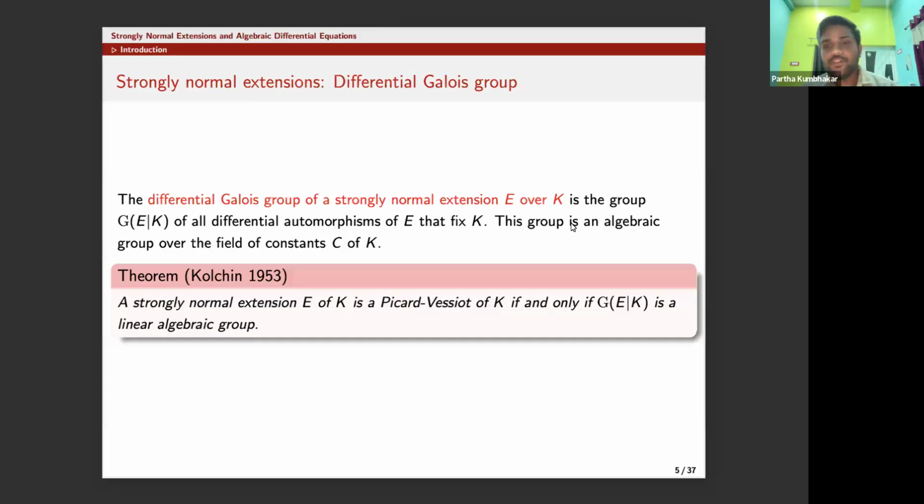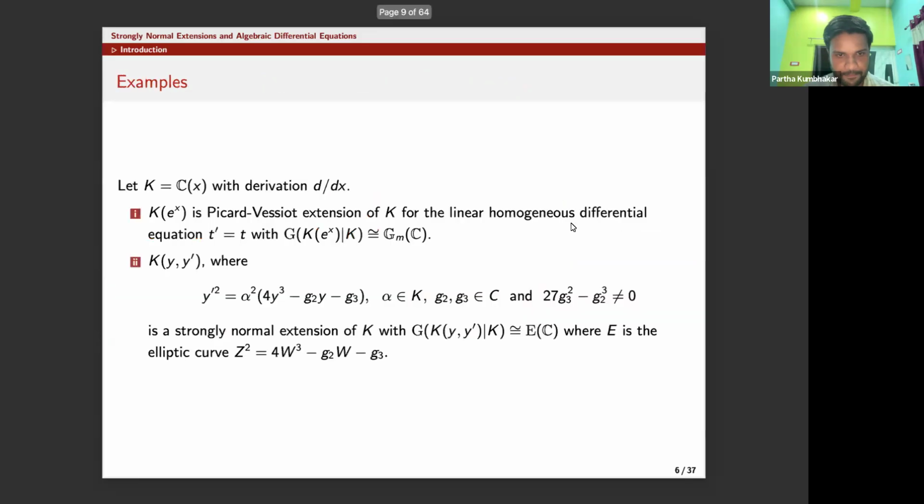And then the Picard-Vessiot extensions are characterized as strongly normal extensions with differential Galois group a linear algebraic group. Here are a few easy examples. So consider this field C(x), the field of rational functions in one variable over complex coefficients with derivation d/dx. Then K(exponential of x) is a Picard-Vessiot extension for the linear differential equation T prime equals T, with Galois group isomorphic to the multiplicative group.